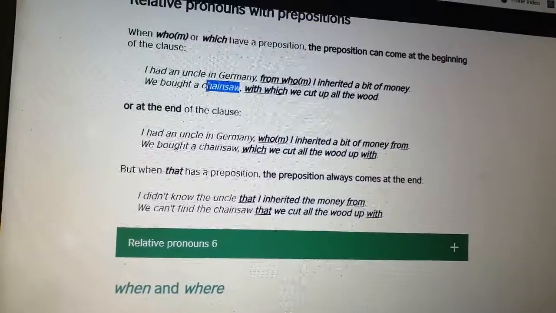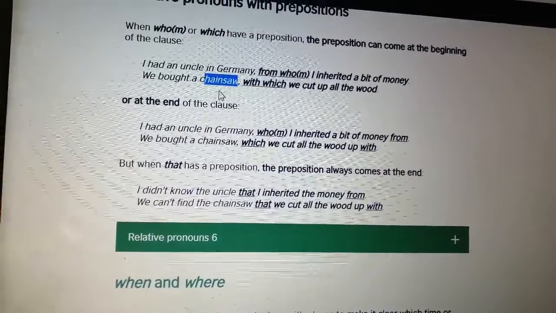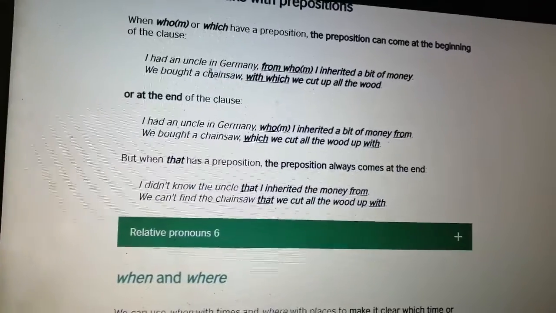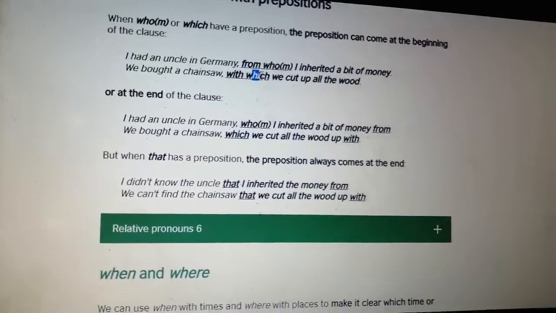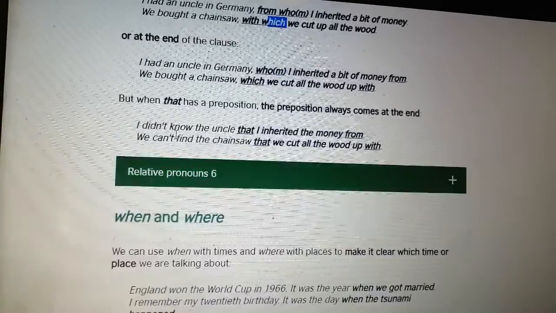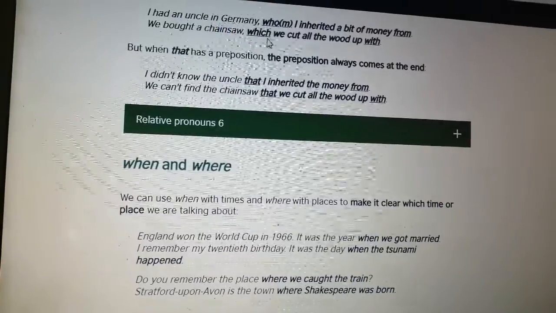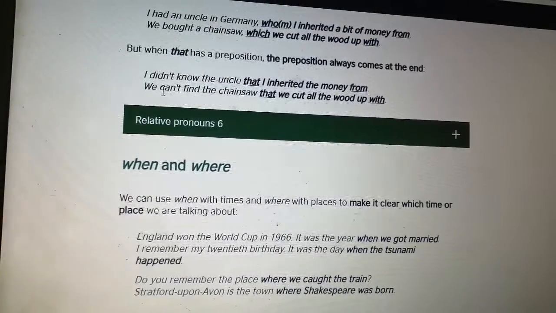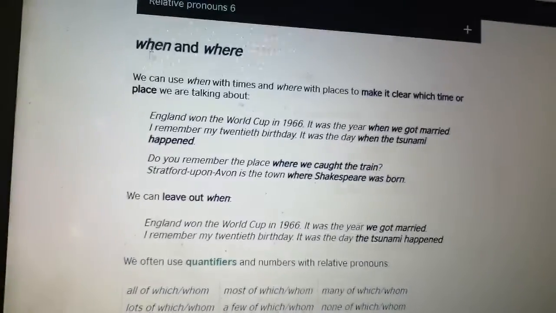Example: we bought a chainsaw. Here, chainsaw is not a human, of course. Chainsaw is an object. Chainsaw, which we cut. Forget about with, which we cut. Okay, next one. Now, here: we bought a chainsaw which we cut all the wood up with.